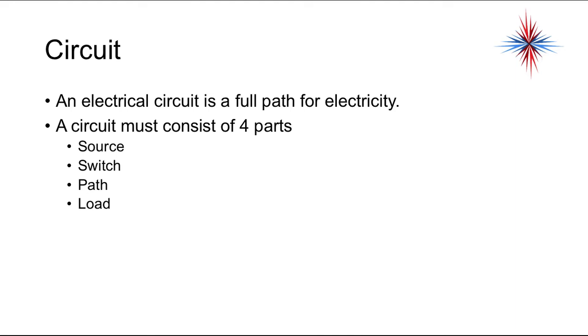An electrical circuit is a full path for electricity to flow. A circuit absolutely must consist of four parts. You have to have a source, some place where the voltage comes from. We have to have a switch, something to turn it on and off or control the flow of electricity. We have to have a path, and we have to have a load.